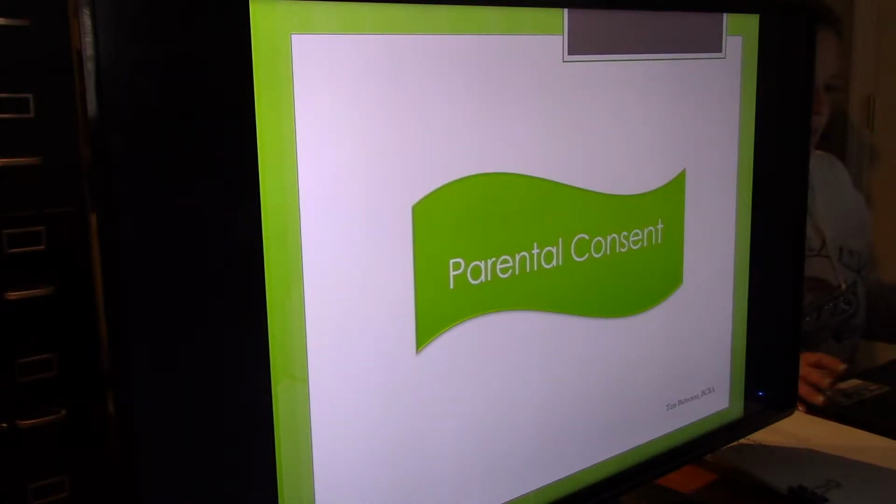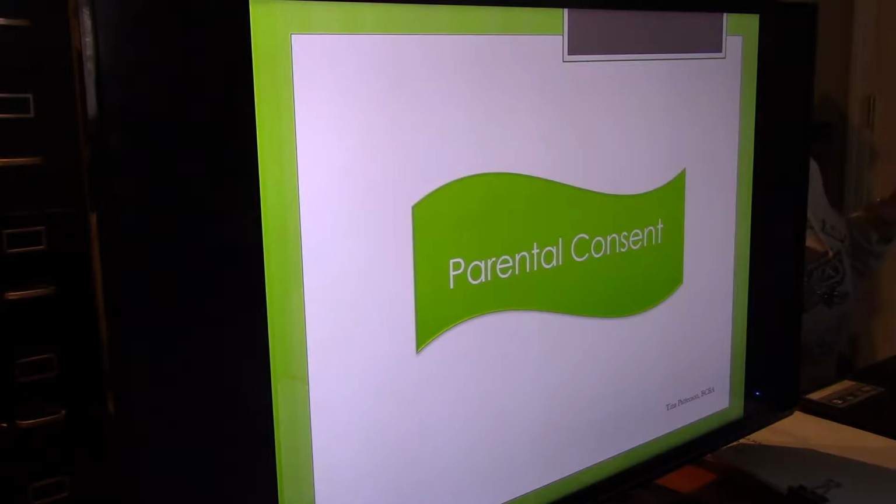Okay, parental consent. Why do you think it's important to have parental consent for a behavior plan? Because anything you do to correct it, or what happens after that, can be contact with the child. Right, it can be contact with the child.